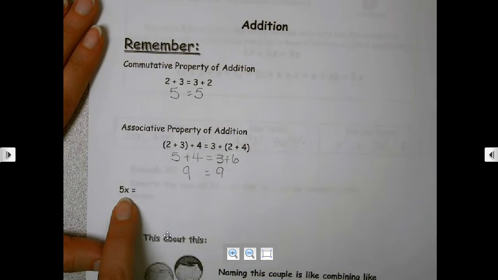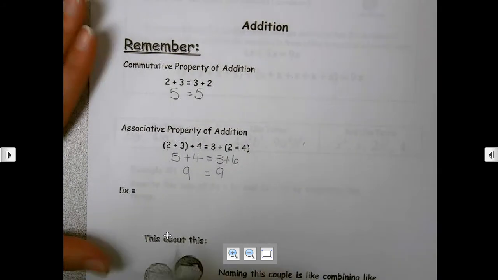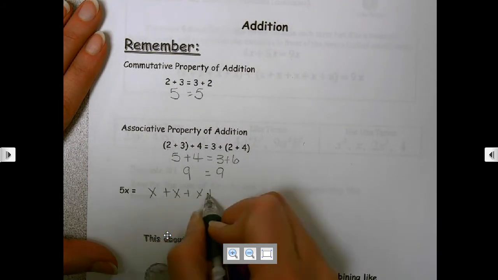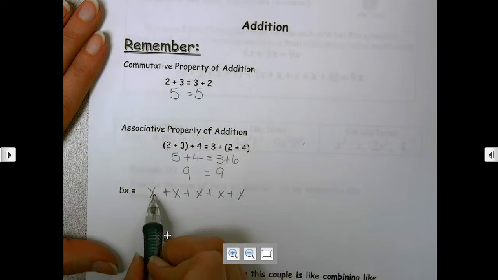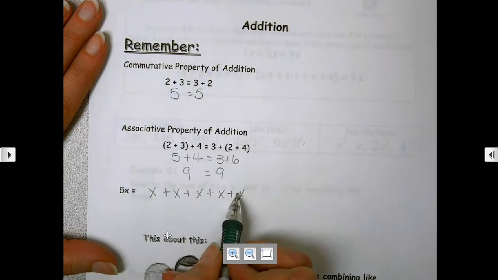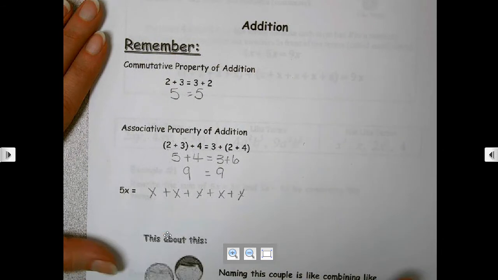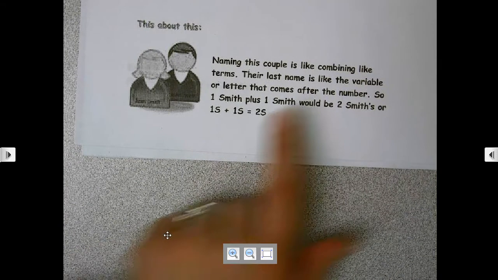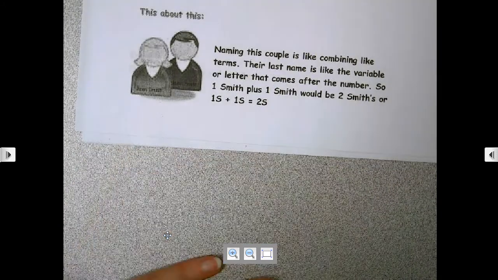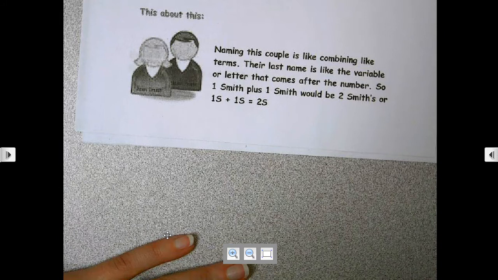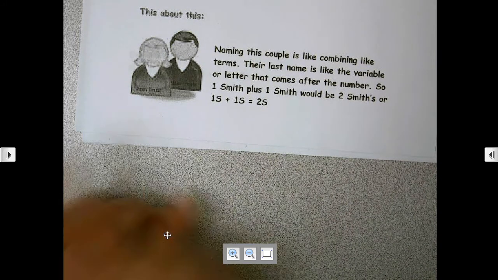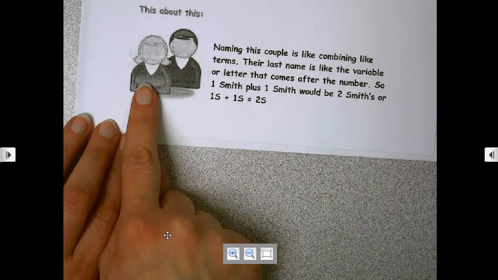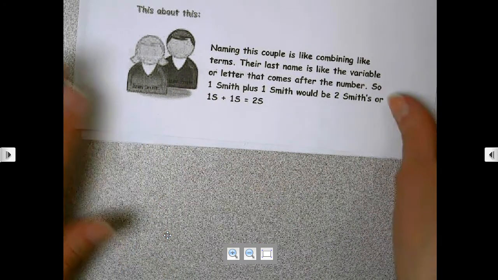The last thing that we need to review is 5x. 5x is the same as x plus x plus x plus x plus x. If we count 1, 2, 3, 4, 5, we have 5 total x's. Combining like terms is like naming this couple. Their last name is like the variable or the letter that comes after the number. So 1 Smith plus 1 Smith would be 2 Smiths, or 1S plus 1S equals 2 S's.